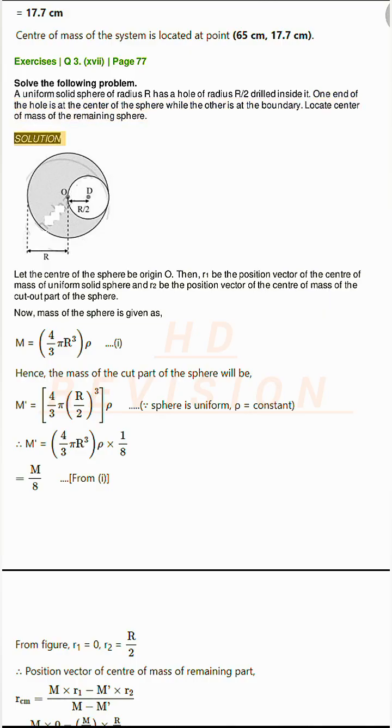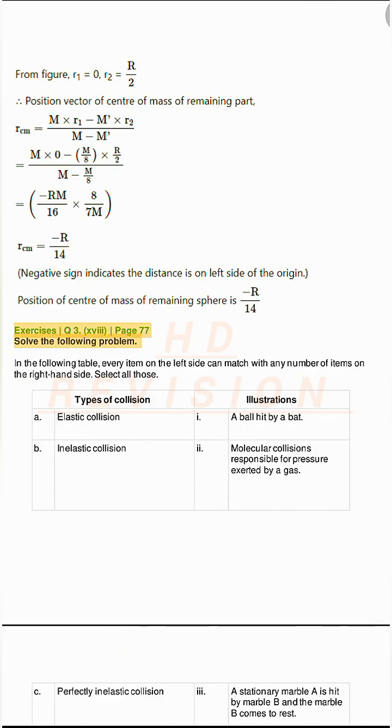Solution. Let the center of the sphere be origin O, then r1 be the position vector of the center of mass of uniform solid sphere and r2 be the position vector of the center of mass of the cutout part of the sphere. Now, mass of the sphere is given as. Exercises Q3. XVII, page 77.